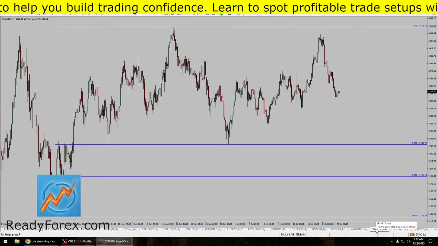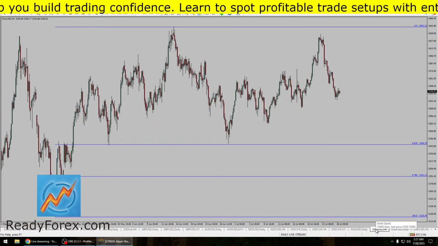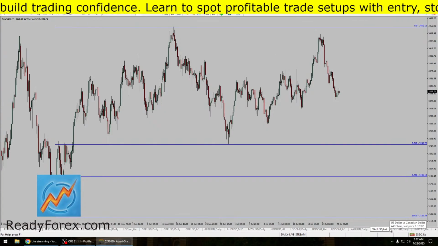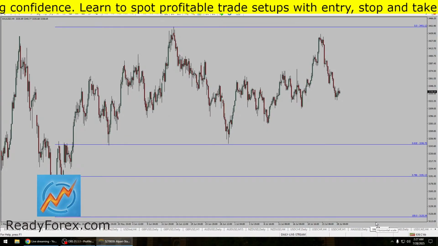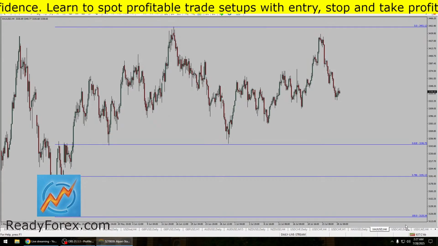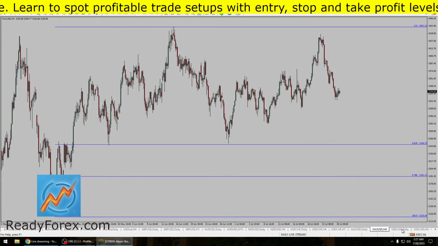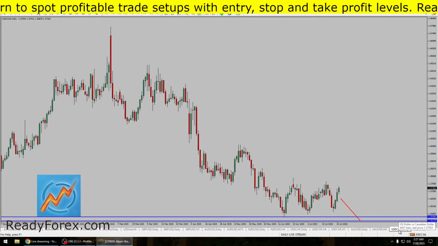The way I see, spot gold is going down. We got the clear breakdown. I'm going to upload a video with detailed Elliott wave count regarding the spot gold in about an hour. Next one is the US dollar CAD.